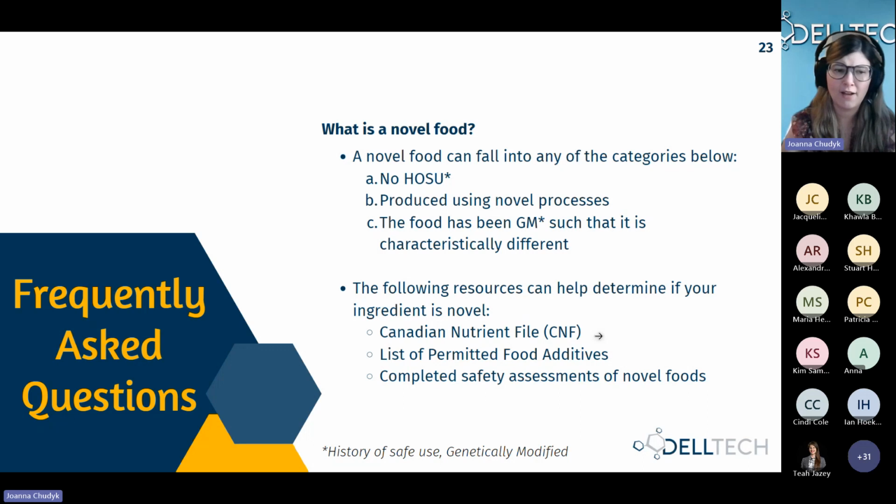There's also the list of permitted food additives that I've also mentioned. So if your ingredient exhibits a technical function on the product, you need to make sure that it's an acceptable food additive in Canada. And there's also the completed safety assessments of novel foods list that is on the Health Canada website. And this was implemented just a few years ago, but anytime someone comes to the food directorate and asks for a novel food determination or any type of feedback on their suspected novel food ingredient, the food directorate will come back and state whether the ingredient is novel or non-novel. And this is publicly available information, which is great. So you can reference that list to see whether your specific ingredient has already been evaluated.